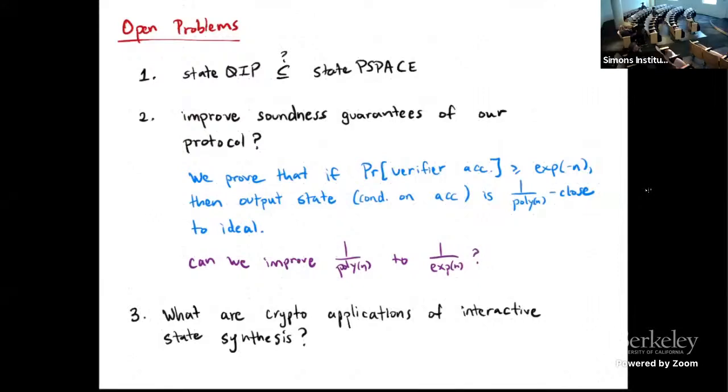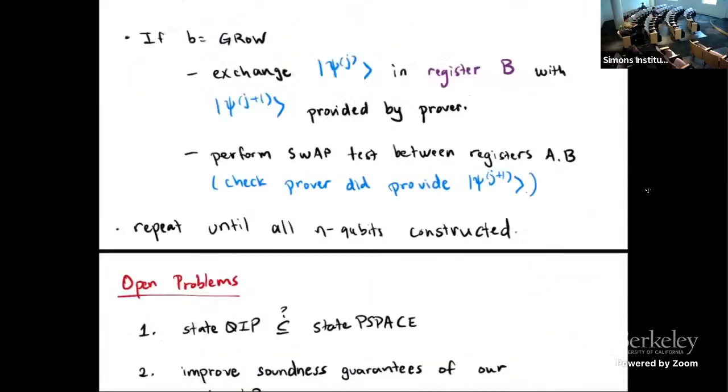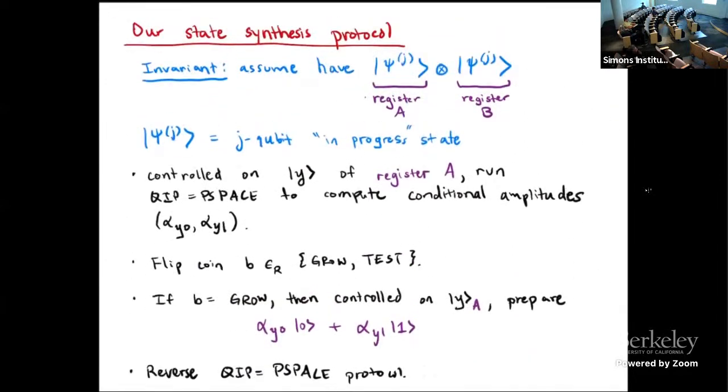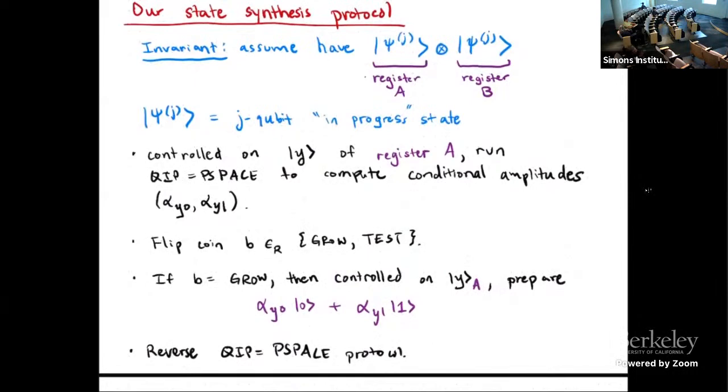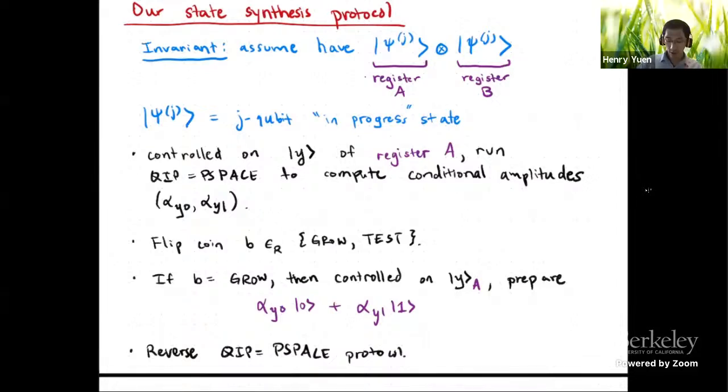Sorry, can I quickly ask you, you have this test and grow protocol. I was a little bit unclear about it, I think I missed something. So are you assuming that the prover gives you SciJ on demand, and then you do checks on it in terms of whether it grew properly, and then swapping, are those the two tests? Is that the way to think about it? Roughly, yeah. So in the test round, we don't actually grow the first state, but instead we just run QIP equals P space forwards and then backwards, and we test whether these two states are the same.